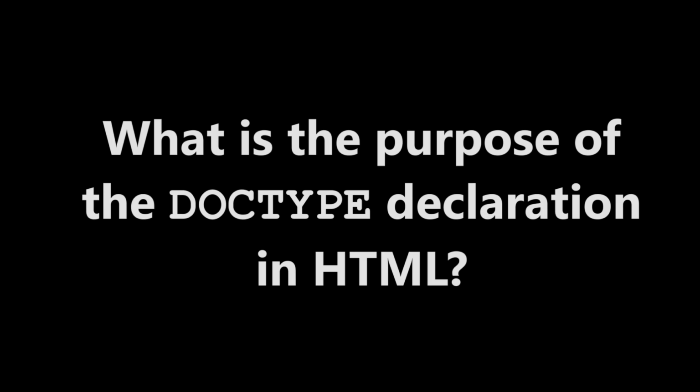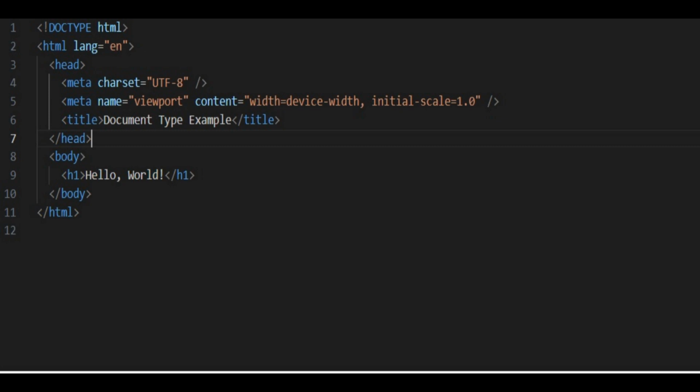What is the purpose of the doctype declaration in HTML? The doctype declaration, document type declaration, is an important part of an HTML document. Its primary purpose is to inform the web browser about the type and version of HTML being used in the document. For HTML5, the doctype is usually declared as doctype html and is added in the first line of any HTML or XHTML document.